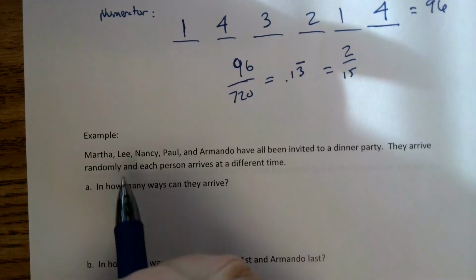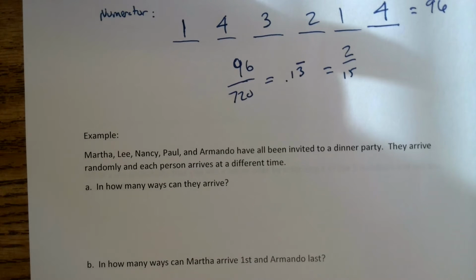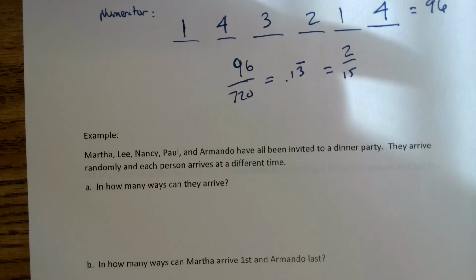Martha, Lee, Nancy, Paul, and Armando, 1, 2, 3, 4, 5 people, all invited to a dinner party. They arrive randomly, which means we don't know which one's going to arrive when. We don't know if one is always late or always early. And each person arrives at a different time. How many ways can they arrive?